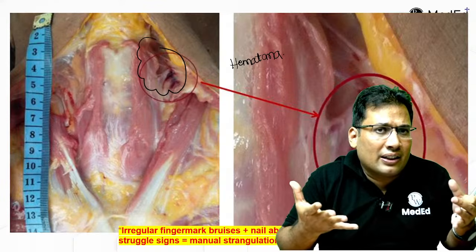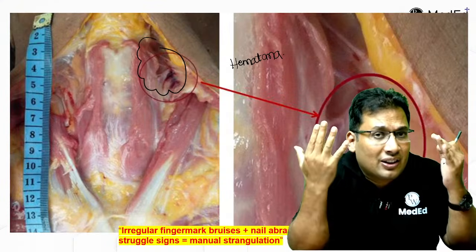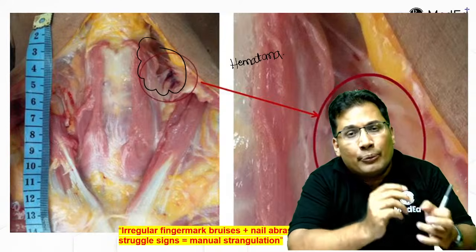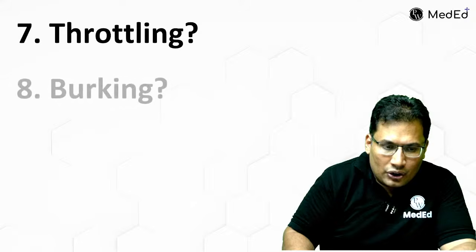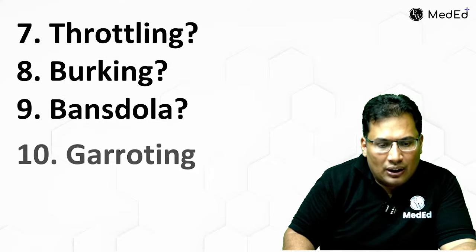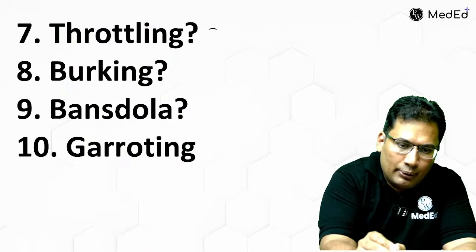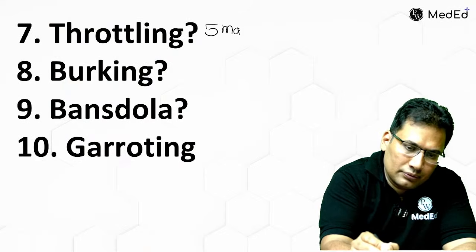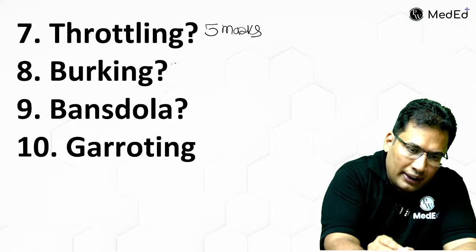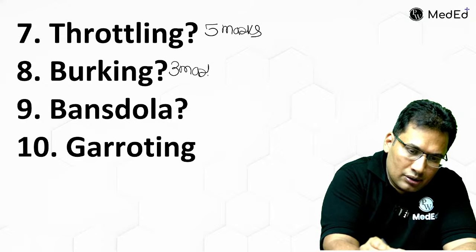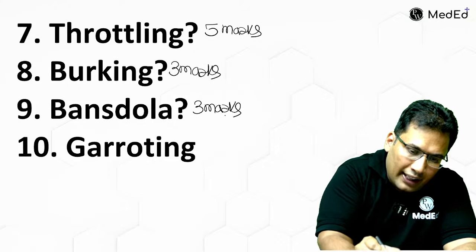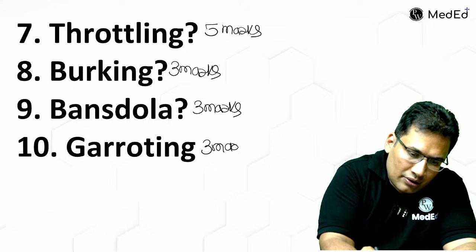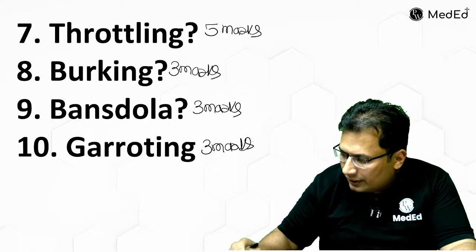What is forensic medicine? Application of medical knowledge in the administration of justice. So this is how you can help the justice. Yes or no? Okay? Yes. Throttling, Burking, Bansdola, very commonly asked. All are very important questions. Throttling can be a 5 marks question. Burking 3 marks question. Bansdola 3 marks. Garroting 3 marks. Okay. Good.